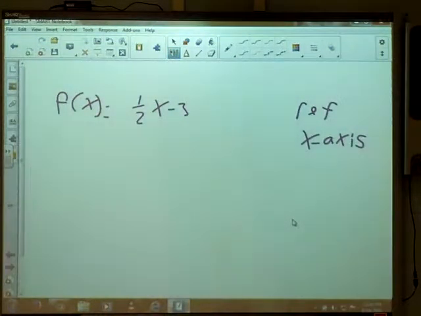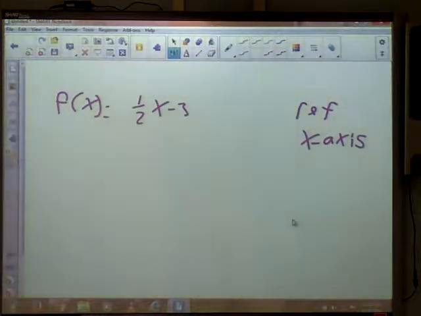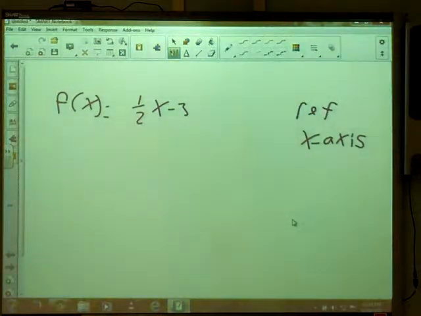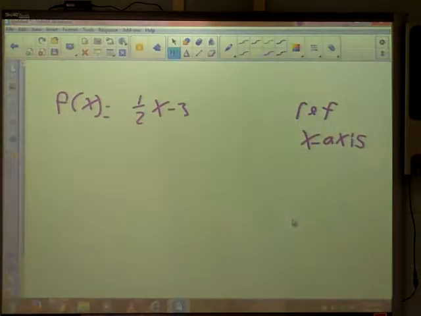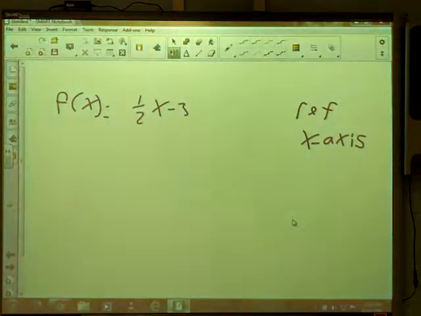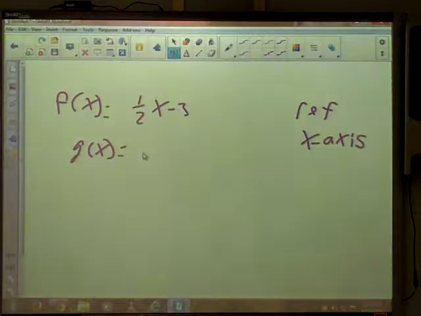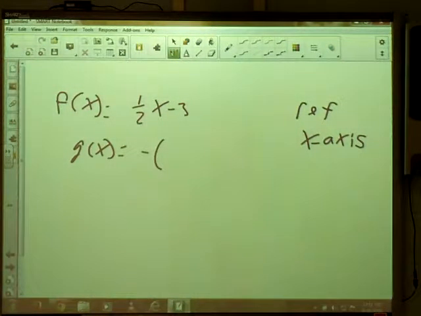So I'm thinking opposite, I need to put a negative somewhere in this. On reflections, the negative can go one of 2 places. It can go in front of the whole thing, or it can go just in front of the variable. So on an x-axis reflection, does it go in front of the whole thing, or just in front of the variable? Good. Goes in front of the whole thing. So we're going to say g of x, and I'm going to put a negative in front of that whole thing.